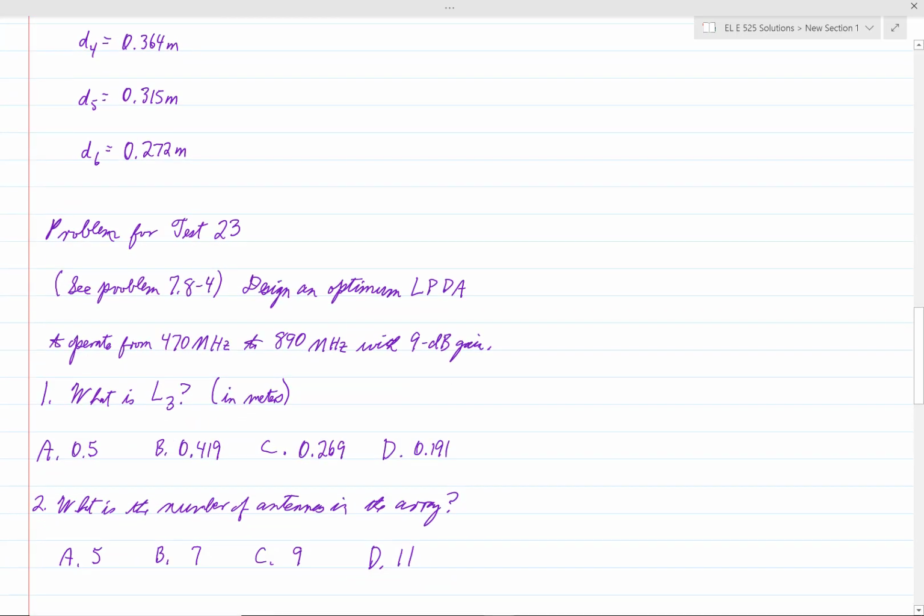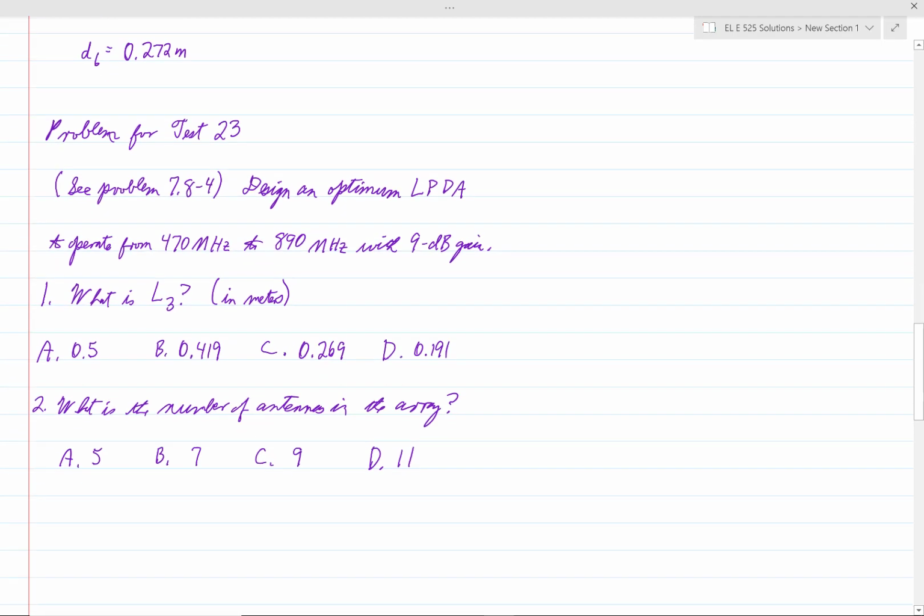Again, this is a modified version of problem 7.8-4. We want to design an optimum LPDA, that's log periodic dipole array, to operate from 470 megahertz to 890 megahertz with 9 dB gain. And so problem 1 says what is L3 in meters, 2 says what is the number of antennas in the array, and then there will be a third problem on test 23 in class.